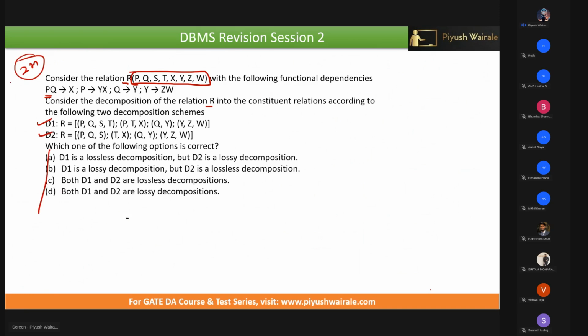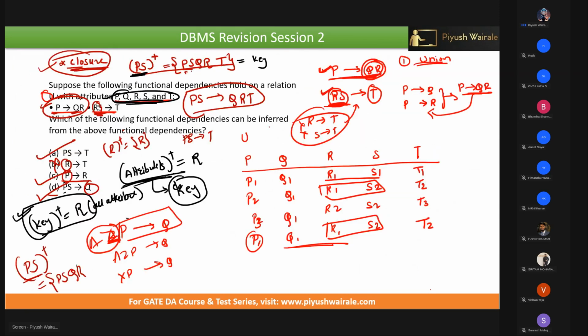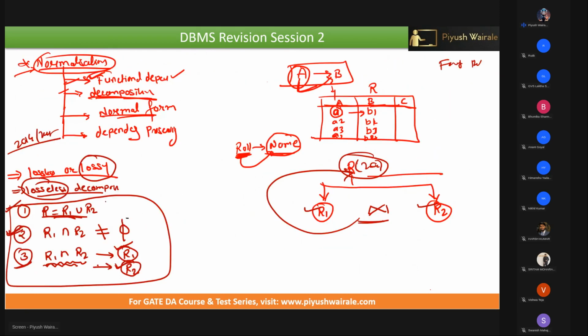Okay, now see, let's check for D1 here. So here I have 1, 2, 3, 4. So R is decomposed into R1, R2, R3, R4, right? In the exam, we have to check whether it's a lossy or lossless decomposition. So how do we check this? In the previous case, what we discussed, we just took two relations for decomposition, right? But this is how we decompose the table.